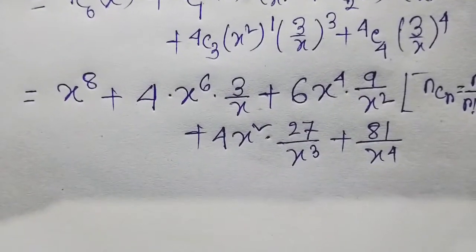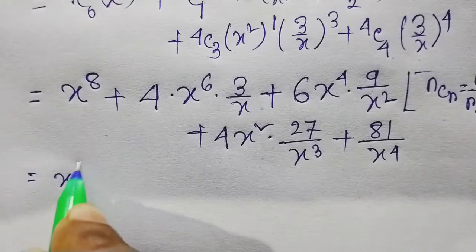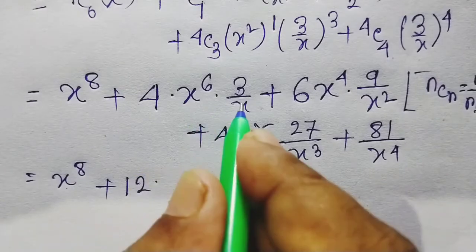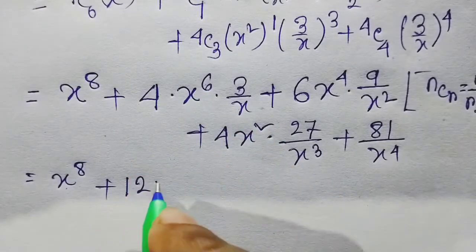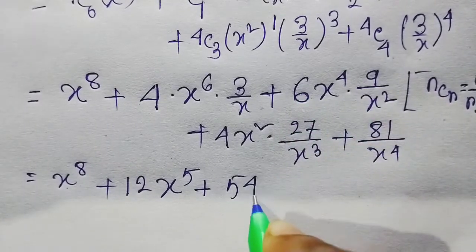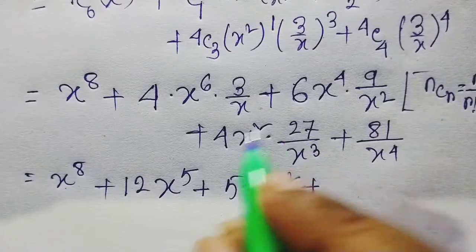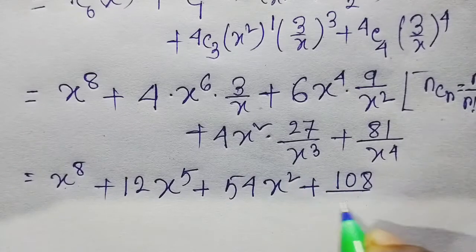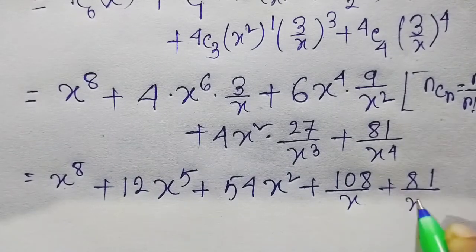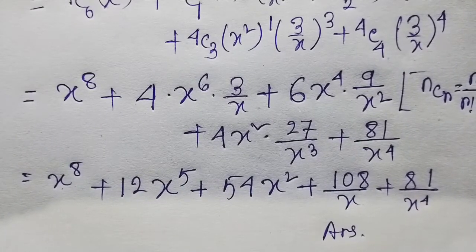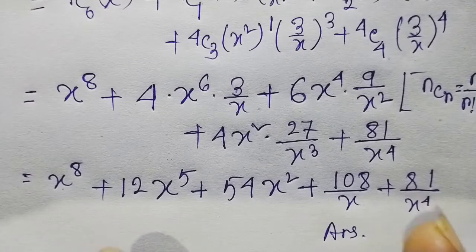Now simplify again. Here is x to the power 8, plus here 4 times 3 is 12. So it's 12, and here is x and here is x to the power 6. So that means x to the power 5, plus here 6 times 9 is 54. 54x square, plus here 4 times 27, that means 108 by x, and here 81 by x to the power 4. This is our final answer. Understood, everyone? Now you can solve those types of expanded problems.